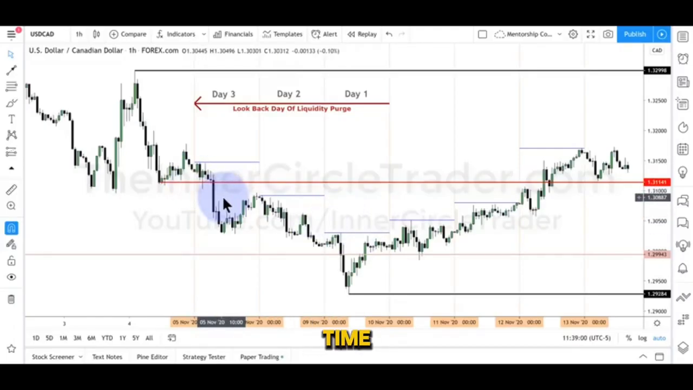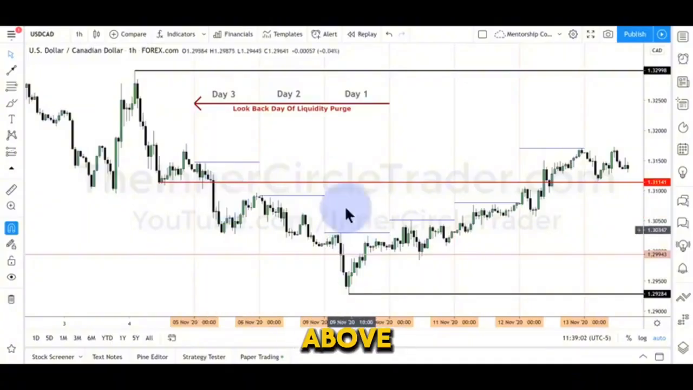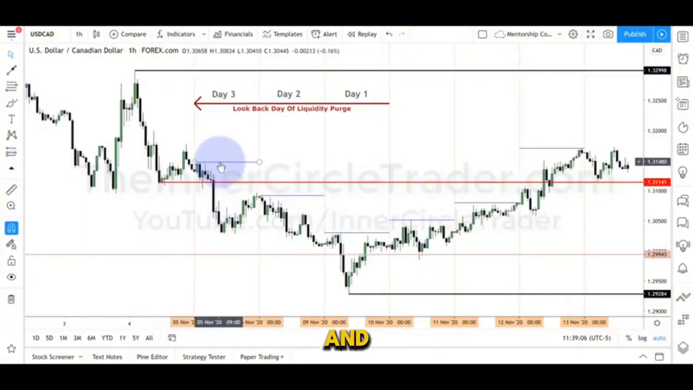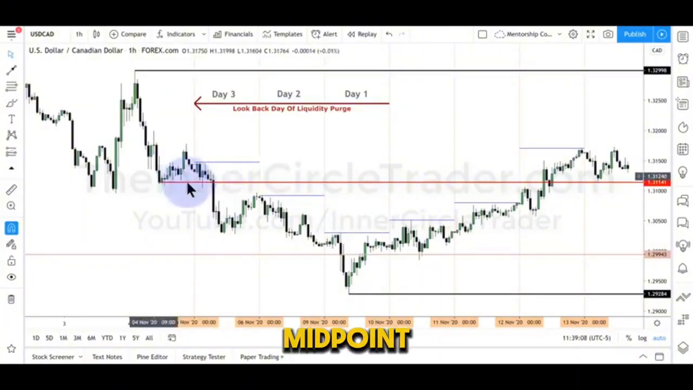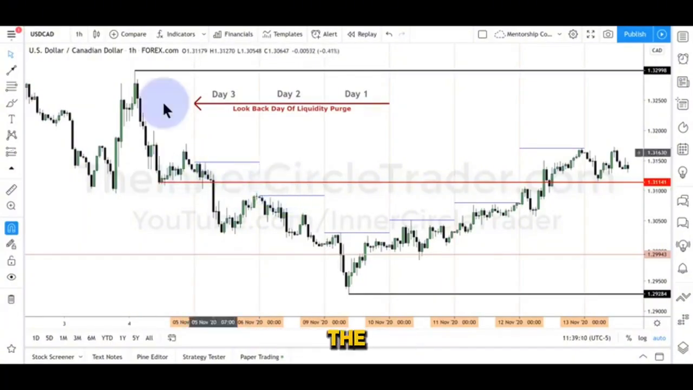as far as, in terms of time, the liquidity above the daily highs as far back as day 3, and the filter is the midpoint or equilibrium of the range that it's traded in prior to the liquidity being purged.